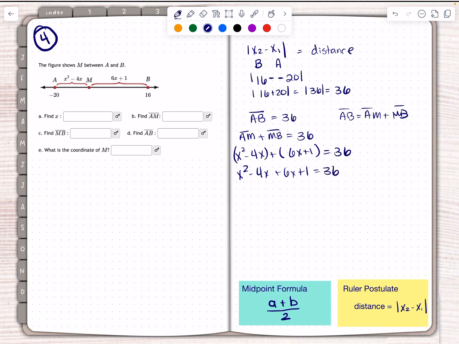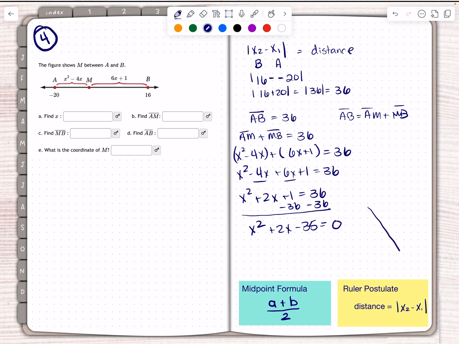Simplifying this, I can combine my like terms. I have x squared plus 2x, and I can bring over the 36 from the right-hand side by subtracting. I have x squared plus 2x minus 35. And now this brings us into a quadratic, and we have several ways to solve quadratics. I think the easiest way to solve this x value is to go ahead and factor.